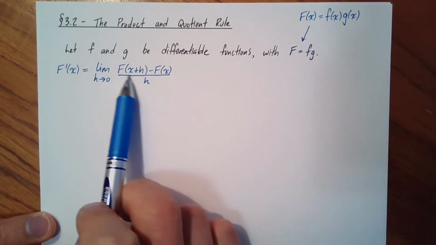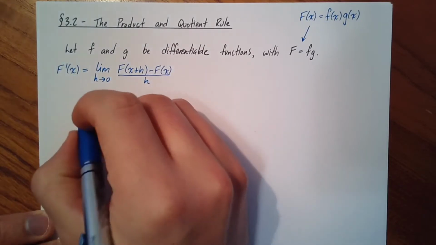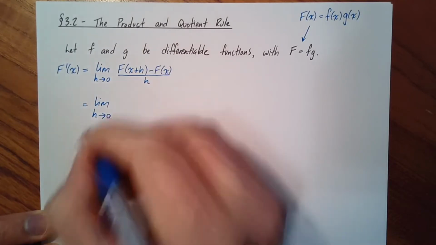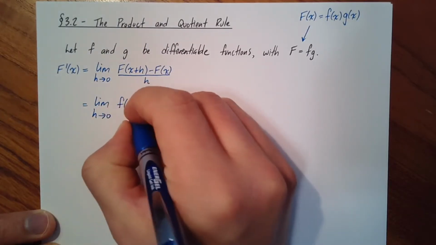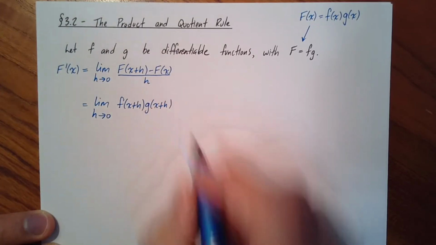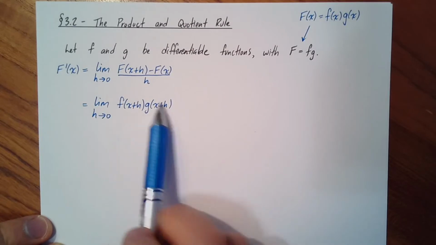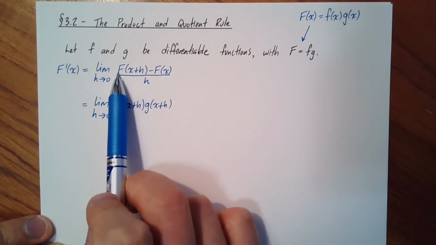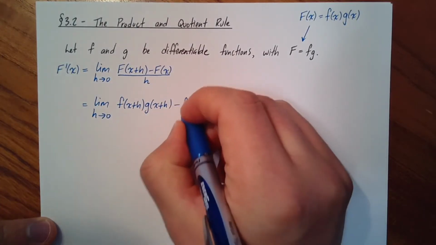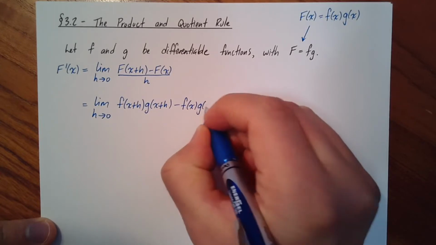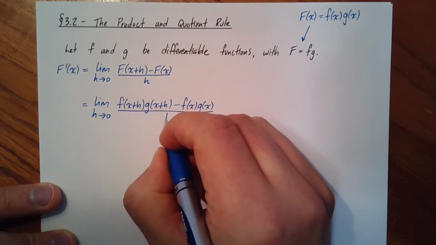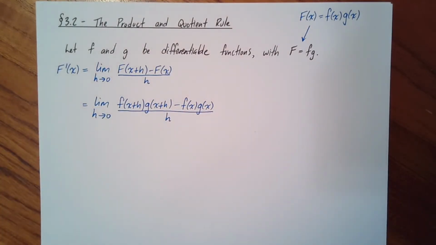So this is how we can actually work out what these two pieces are on our next step. So this is going to be the limit as h goes to 0 of little f of x plus h times little g of x plus h. So really, what I've got so far is just this first term in the numerator. It's capital F of x plus h. But now we're going to subtract capital F of x, so we're going to go minus little f of x times little g of x, and this is all over h. So all we've done now is we've unwound what the function capital F actually does.